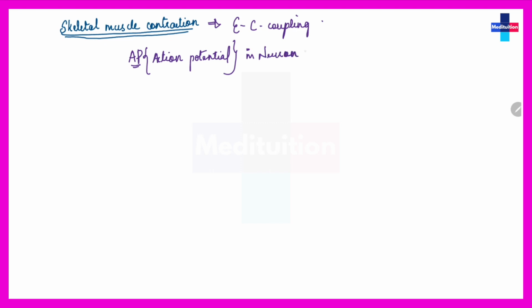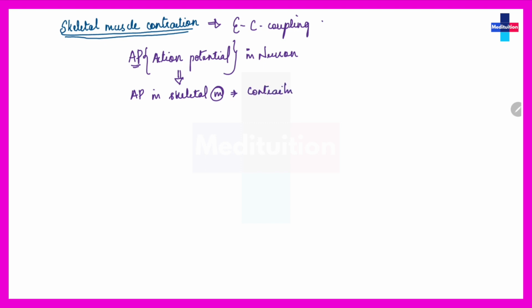So in this excitation contraction coupling, EC coupling, first there is an action potential in your neuron. Let's take an example: your friend is slapping you. Your nerves give an action potential, so an action potential in the neuron happens. Then this action potential in the neuron causes an action potential in your skeletal muscle, which causes contraction.